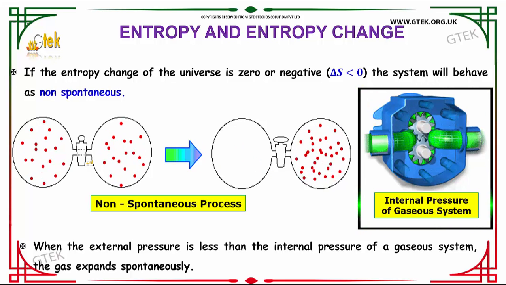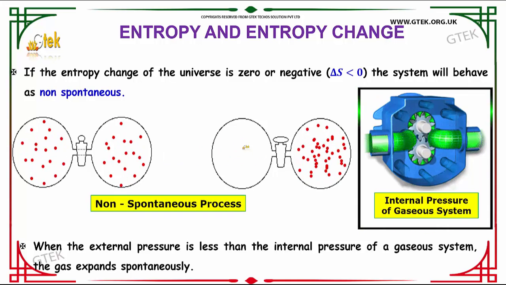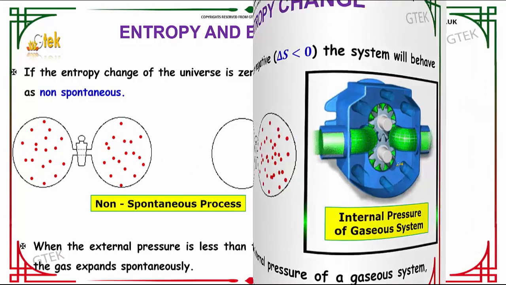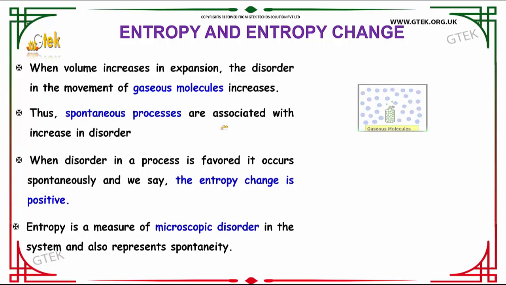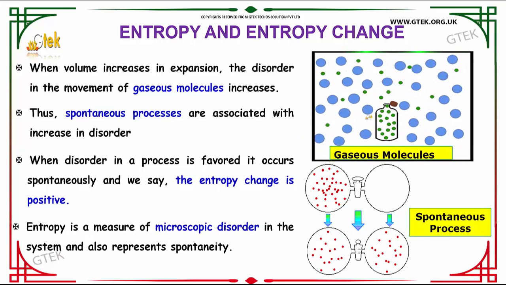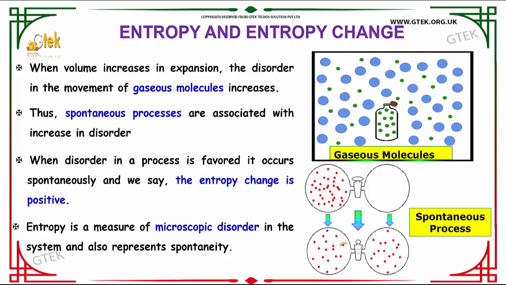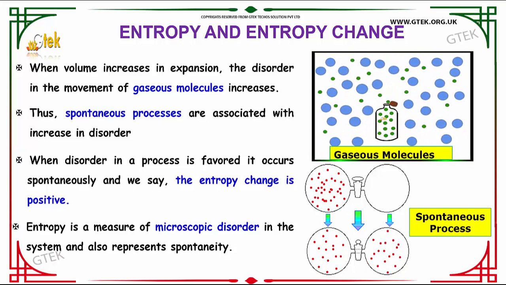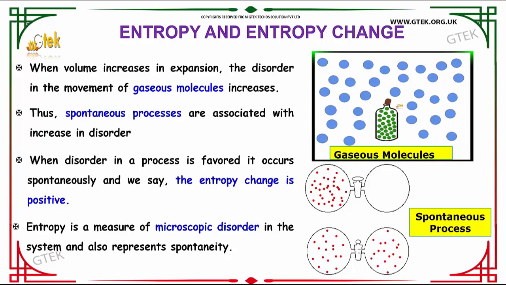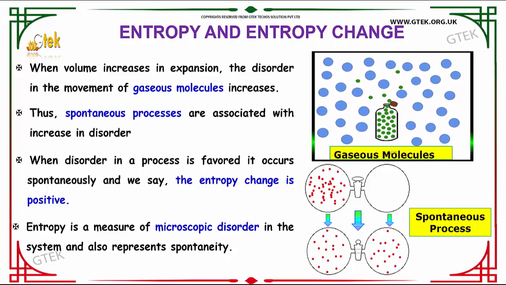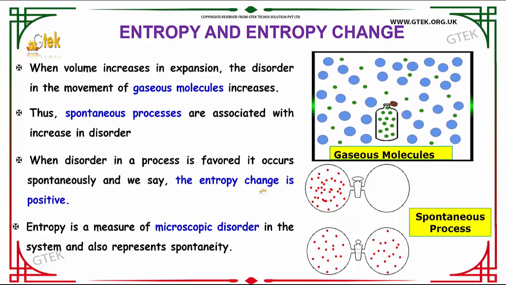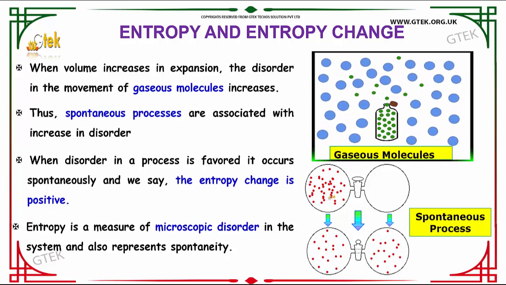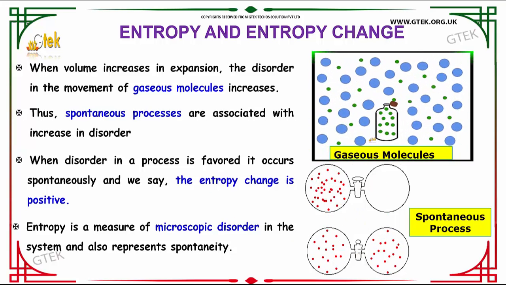When the external pressure is less than the internal pressure of the gaseous system, the gas expands spontaneously. When volume increases in expansion, the disorder in the movement of gaseous molecules increases. Thus, spontaneous processes are associated with an increase in disorder. When disorder in a process is favored, it occurs spontaneously, and we say that the entropy change is positive. Entropy is a measure of microscopic disorder in the system and also represents spontaneity.